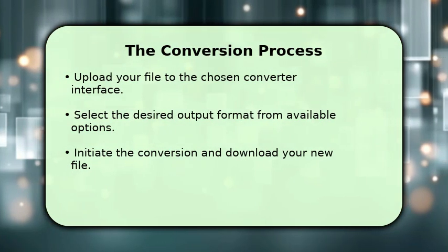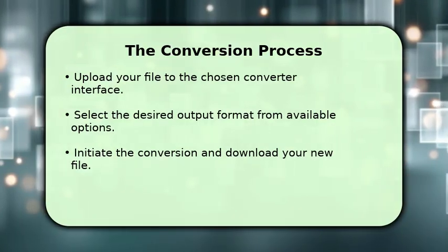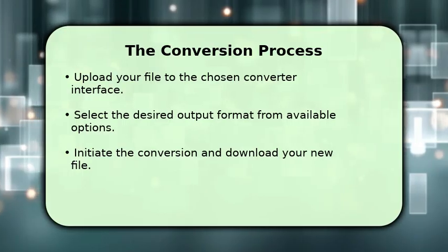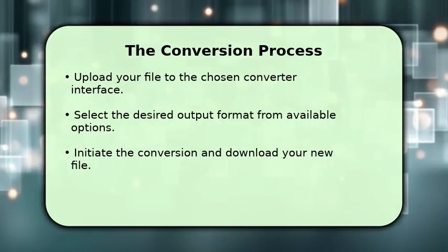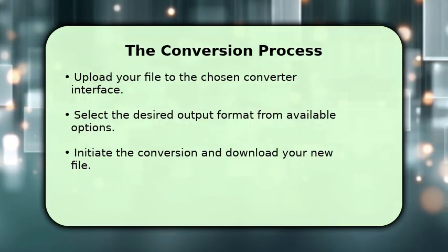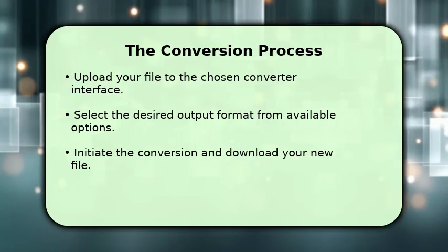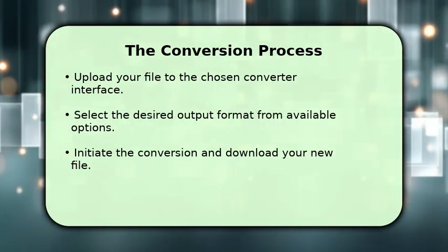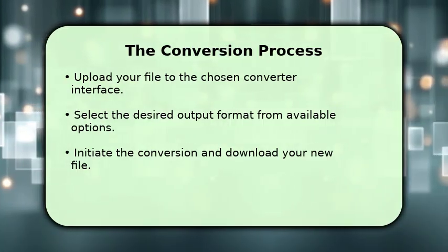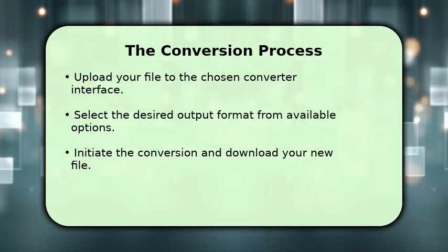Once you have selected your converter, the process is straightforward. First, you will typically upload the file you wish to convert. Most interfaces have a clear upload or browse button. Next, you will choose the target format from a drop-down menu or list. For instance, converting a JPEG to a PNG. After confirming your selections, click the Convert button. The software will then process your file, and you can download the newly converted version, often within seconds.